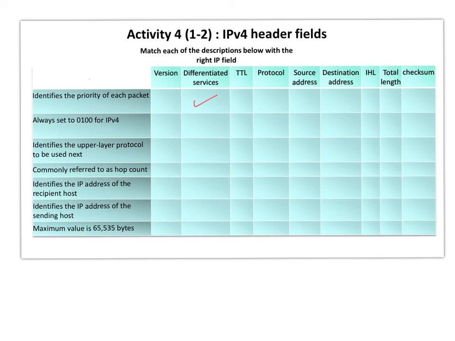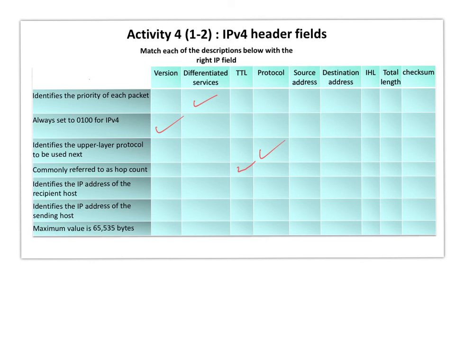So what is this? Version. Okay. Identifies the upper layer protocol. What is this? Protocol. Commonly referred to as hop count. What is this? Time to live, right.